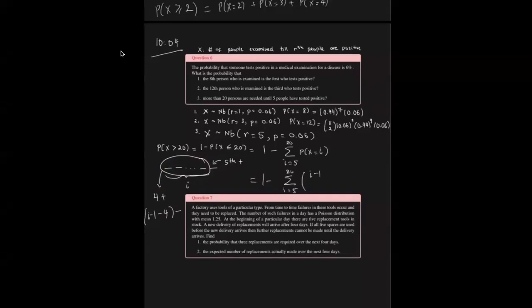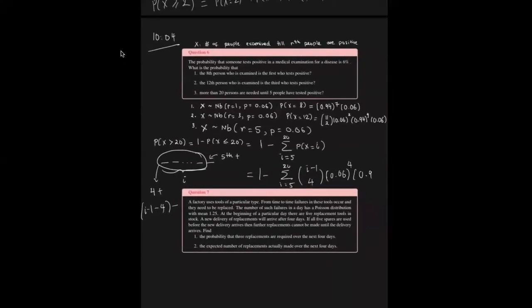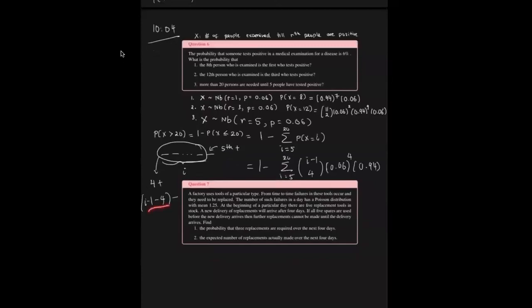So out of I minus 1 people, we choose 4 to assign positive. So we apply positive to 4 people, and we apply negative to I minus 1 minus 4, which is I minus 5 people. And then the last one here has to be positive, so we have to multiply with 0.06. So it just makes the exponent become 5. So if you calculate this expression, you will get the final answer.